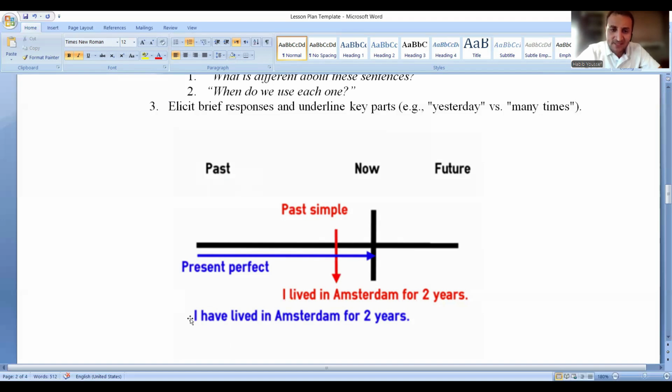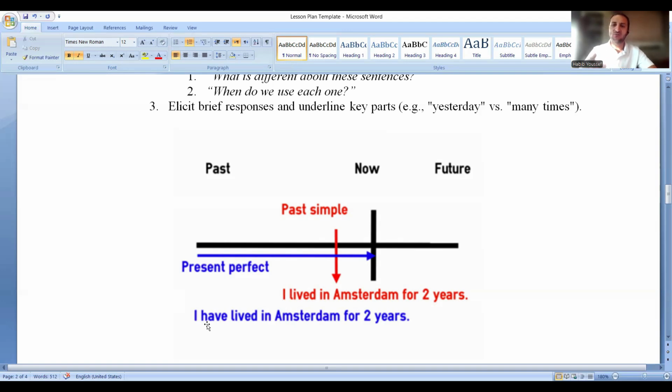I have lived in Amsterdam for 2 years. And let me ask you, this sentence is in what tense? Is it present perfect or past simple? Yes, you're right. It's present perfect. Why? Because we have the word have. So that's the form of the tense. I have lived in Amsterdam for 2 years.